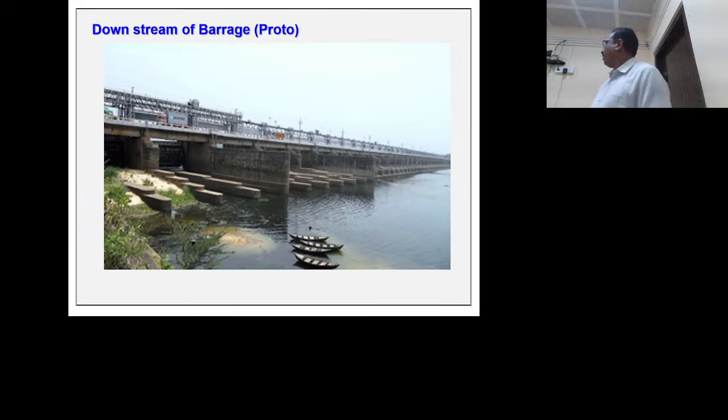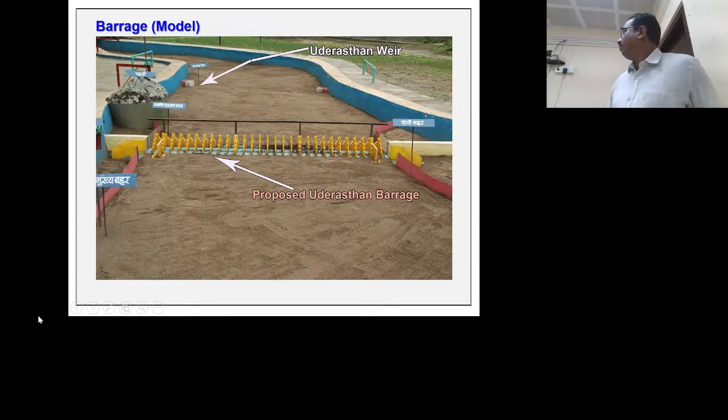This is a photo of a barrage. You see here, these are the spillway portion, and these are the undersluice portion. This is the barrage model in our CWPRS. Here you see all of it. This is the divide wall.